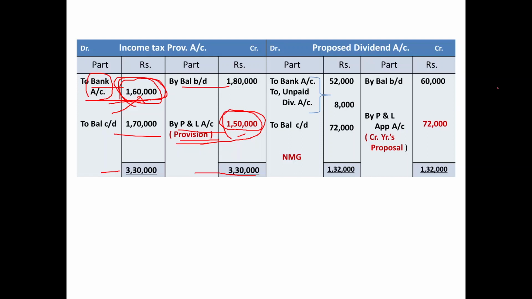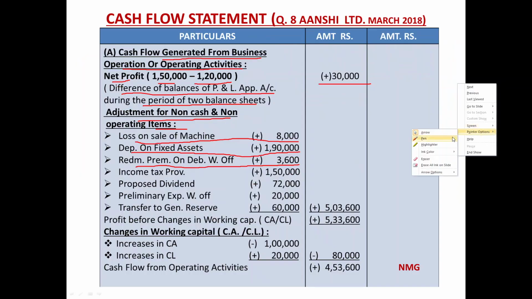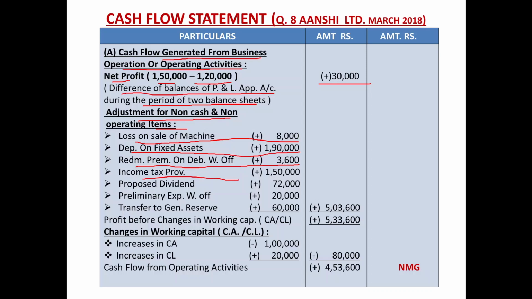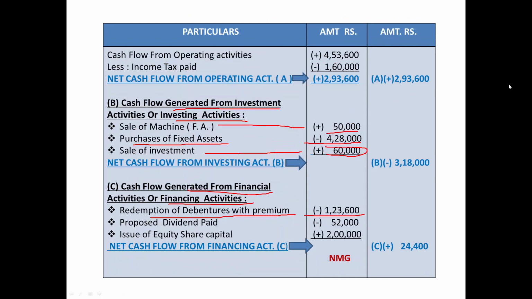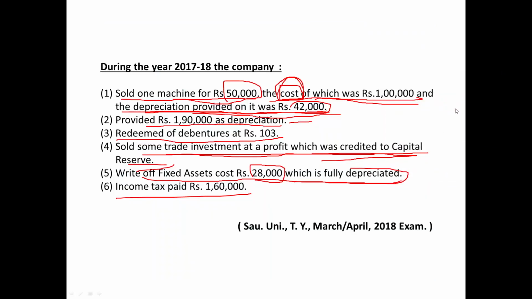Let us report it. Cash flow statement, title A: income tax provision plus 1,50,000, while the payment is reported as a last and separate item under title A, less income tax paid minus 1,60,000. Once you decide the cash flow from operating activities, then the income tax payment would be reported. Additional information points got over. There were 6 points and we completed all the 6 points.